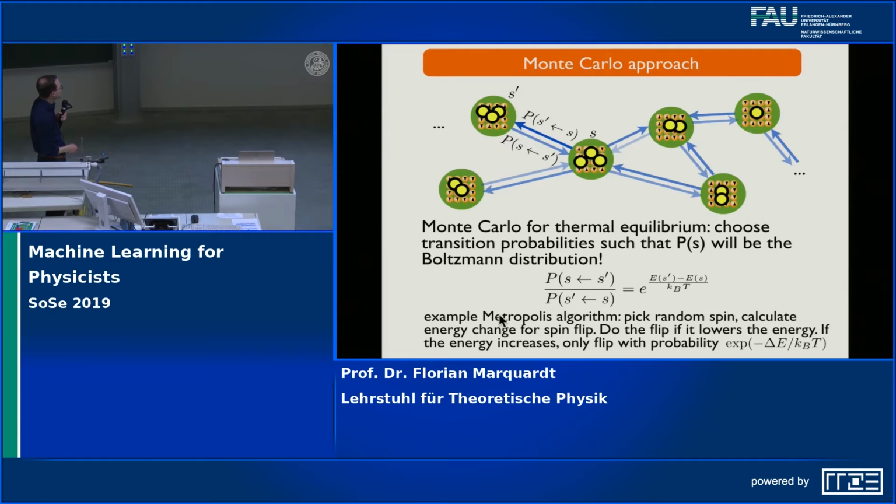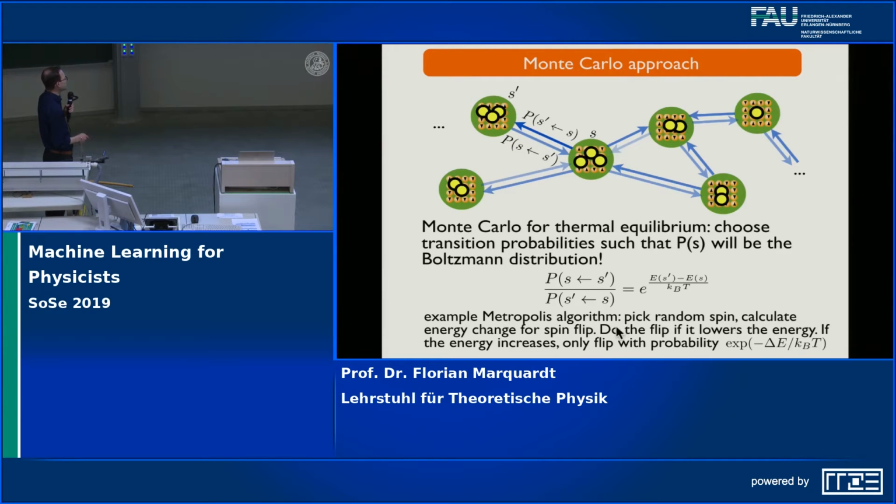But here's an example. It's called the Metropolis Algorithm, after the guy who invented it. And it works like this. You just pick a random spin. You imagine you do a spin flip. Since you flip the spin, this will also change the energy of the system. It may go up or down, depending on which directions the neighboring spins are.